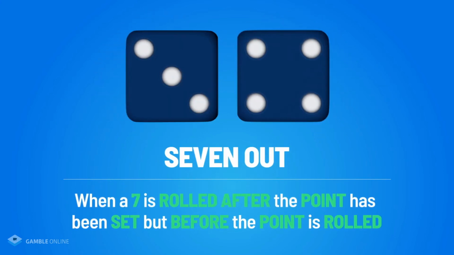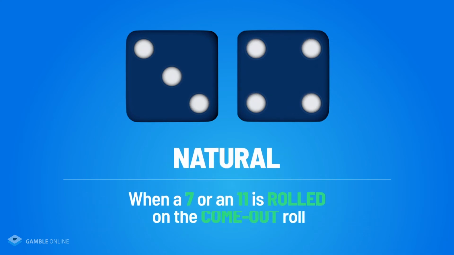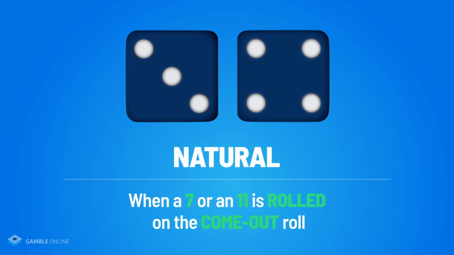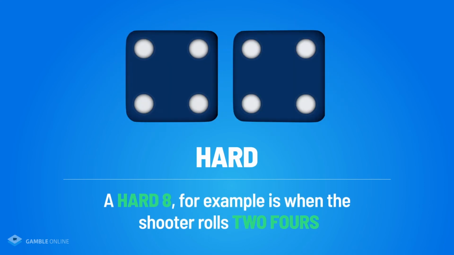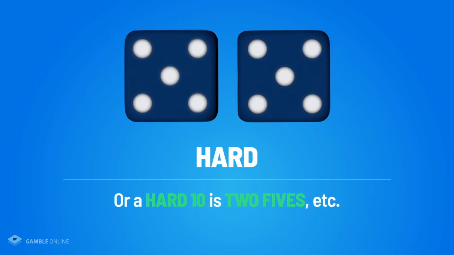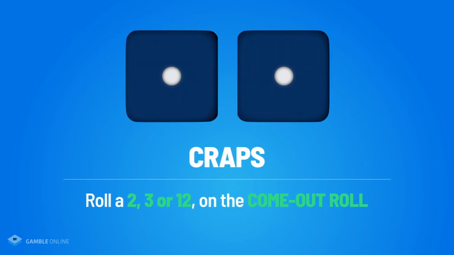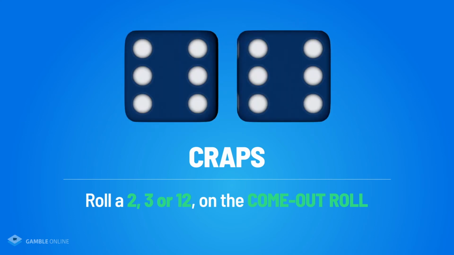A 7 out is when a 7 is rolled after the point has been set, but before the point has been rolled. A natural is when the shooter rolls 7 or an 11 on the come-out roll. Another term in craps is simply known as hard. For example, a hard 8 is when a shooter rolls 2 4s. A hard 10 would be when the shooter rolls 2 5s, and so on. And of course, you'll see the term roll craps. And this is when you roll a 2, 3, or a 12 on the come-out roll.